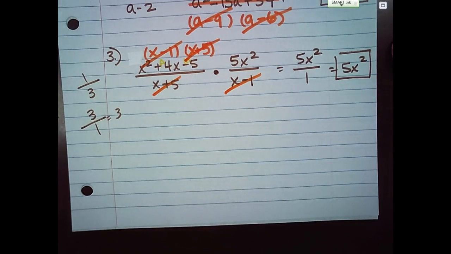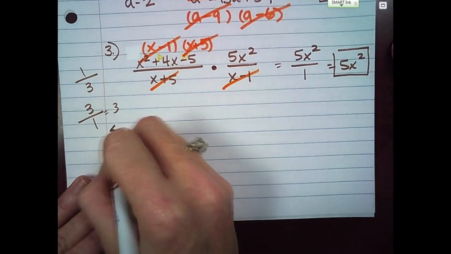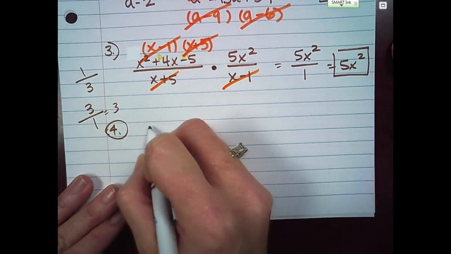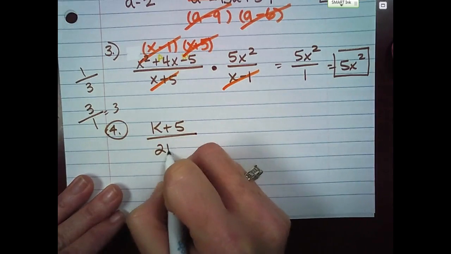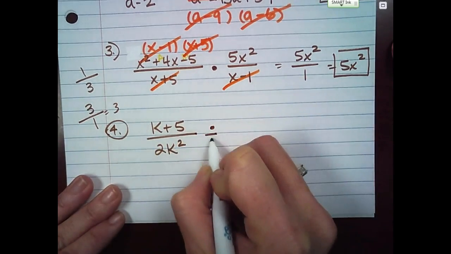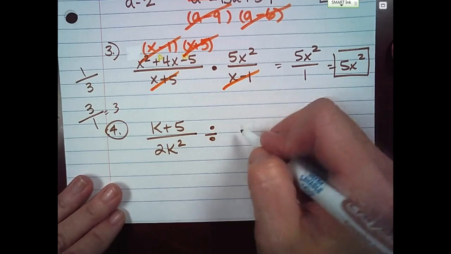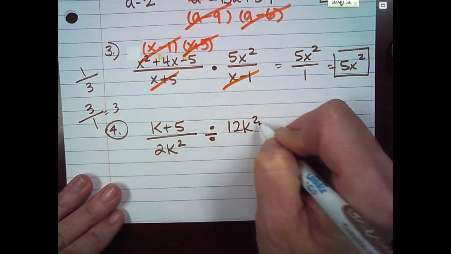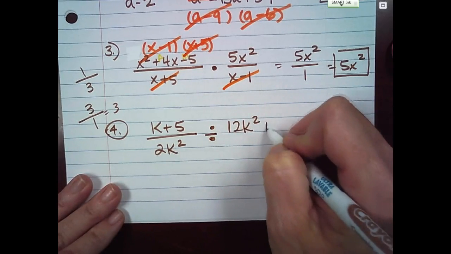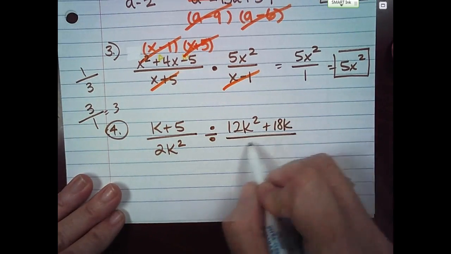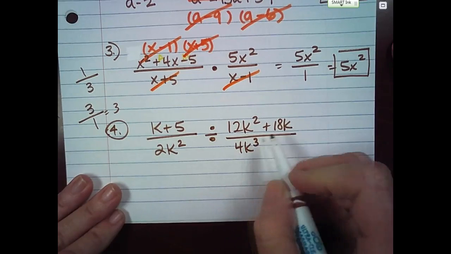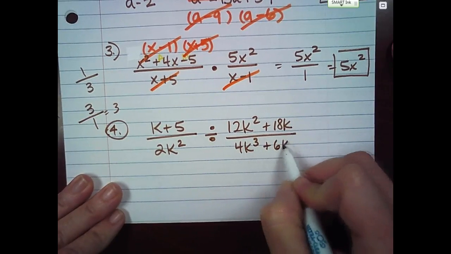Alright, let's move to number 4. k plus 5 over 2k squared divided by 12k squared plus 18k over 4k cubed plus 6k squared.